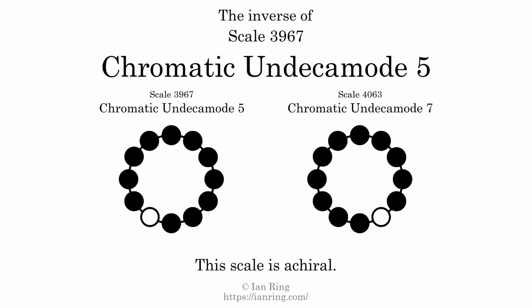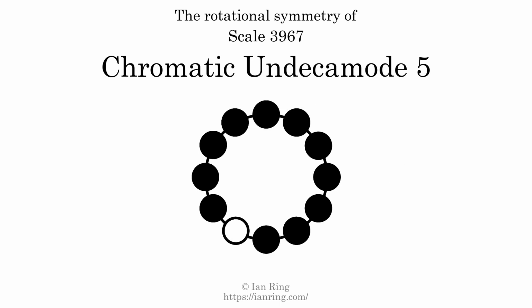The inverse of a scale is a mirror image. It is what you get when the sequence of intervals is reversed. The inverse of this scale is scale 4063, also known as Chromatic Undecamode 7. This scale is achiral, since it can transform into its own reflection by a rotational transformation. This scale has no rotational symmetry.